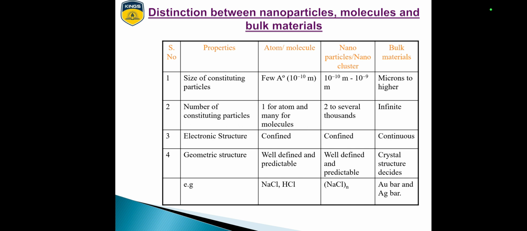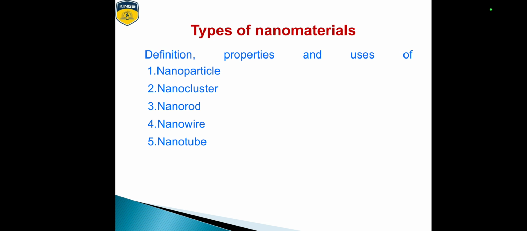Examples: for an atom or molecule, sodium chloride or hydrogen chloride. For nanoparticles, a cluster of sodium chloride units. For bulk materials, a gold bar or silver bar is an example. So this table gives a very clear idea about the difference between nanoparticle, molecules, and bulk materials.